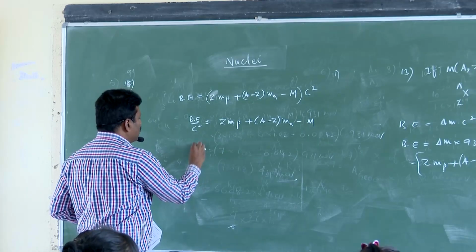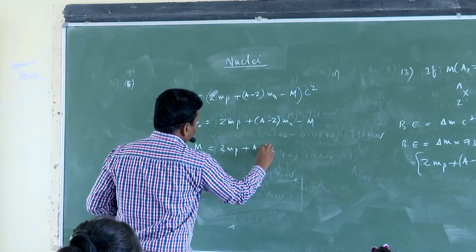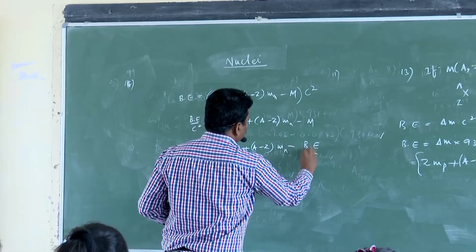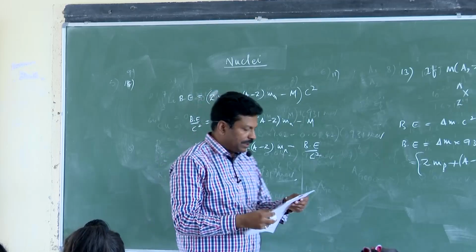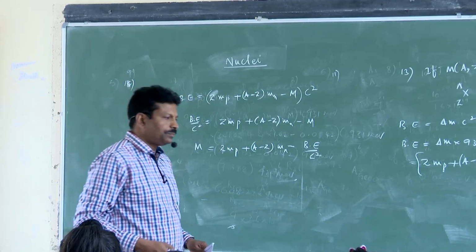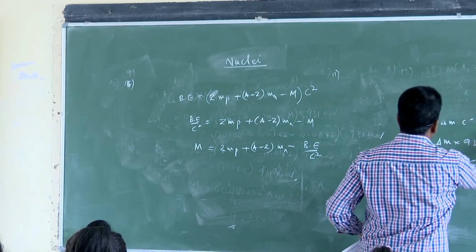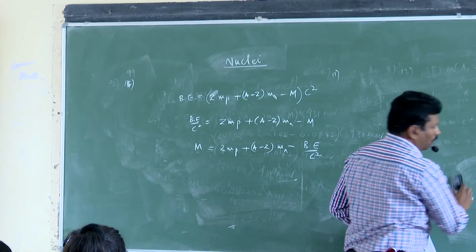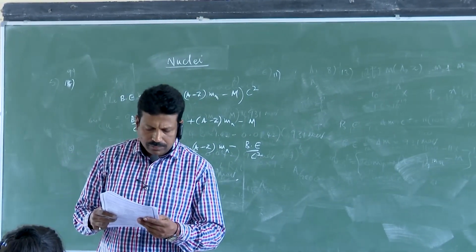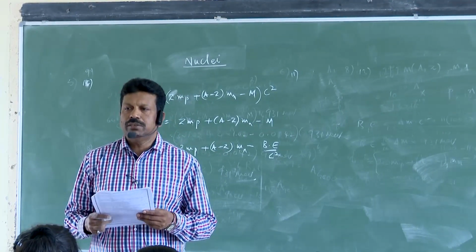So therefore M is equal to, okay, so option C. Okay, for question number 13, option C is correct. Okay, next question. Question number 15. Fission of nuclei. 15th question.